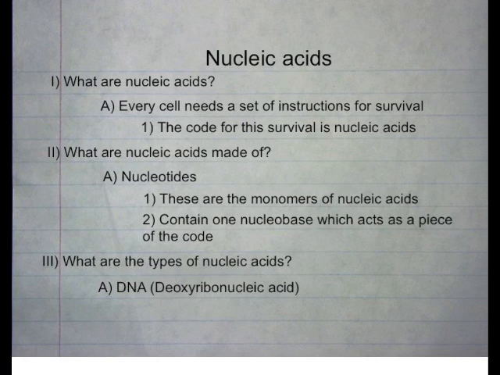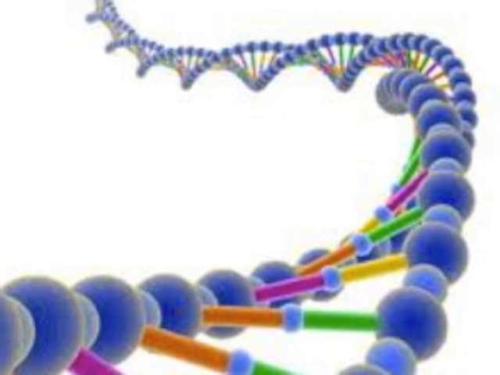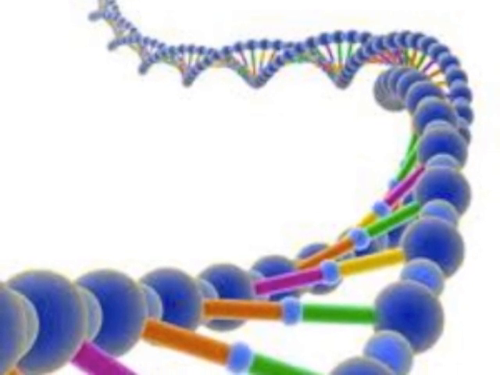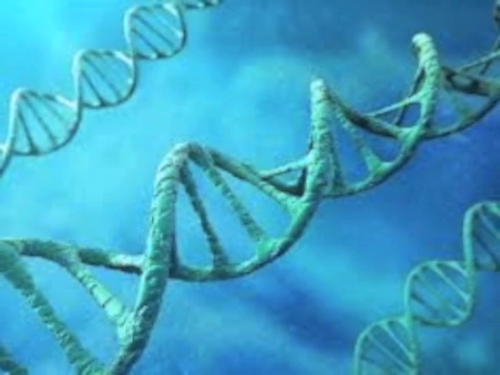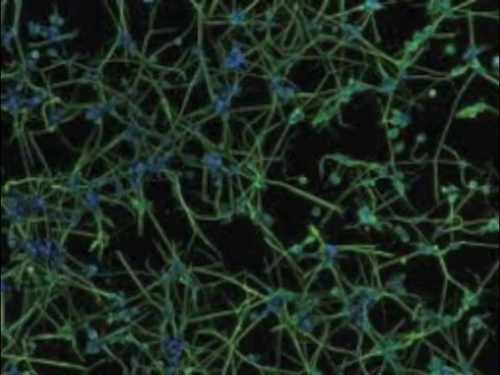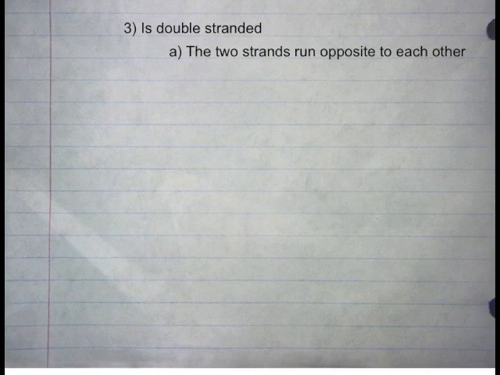What are the types of nucleic acids? A. DNA, deoxyribonucleic acid. Found in all cells, it is the blueprint for everything in a cell. DNA is found in every living organism, and between every living organism, DNA is different. Cells contain massive amounts of DNA as they hold massive amounts of information to ensure that every cell is able to survive. It is double-stranded. The 2 strands run opposite to each other.